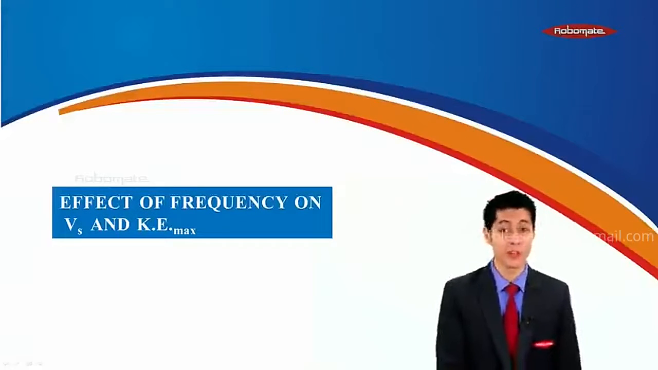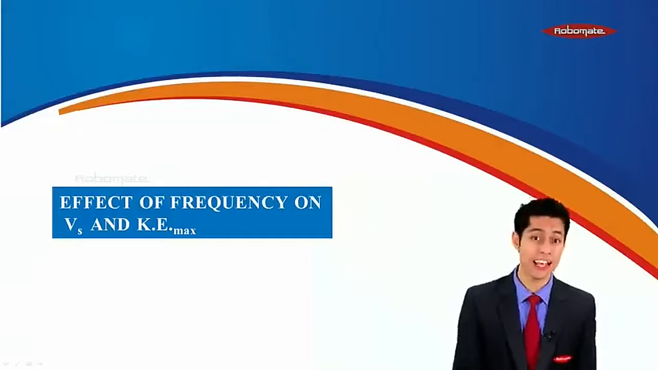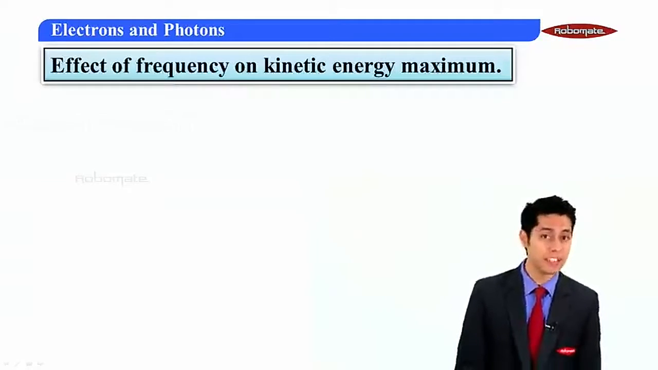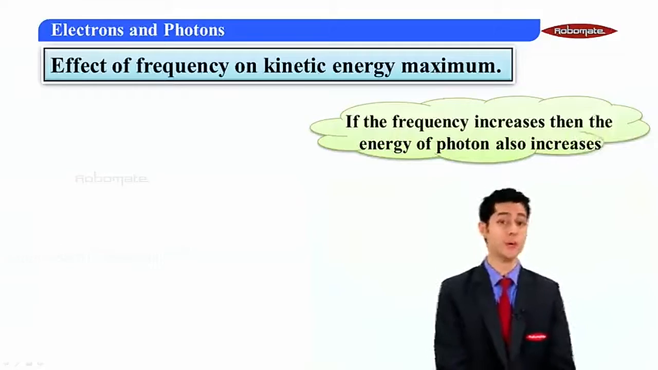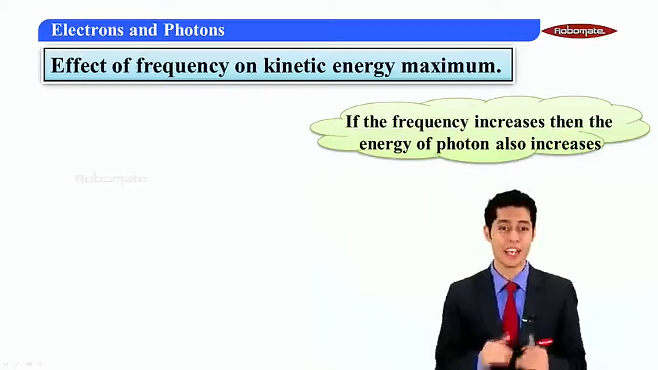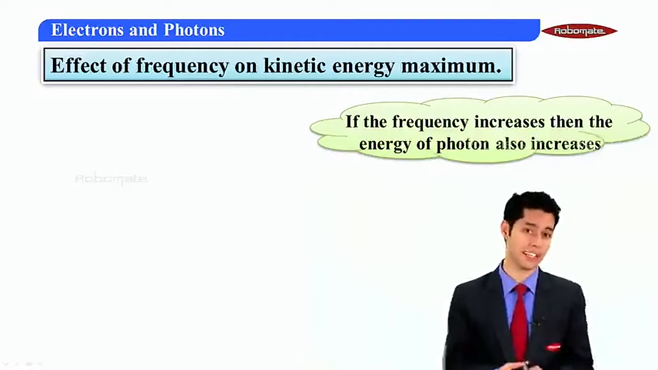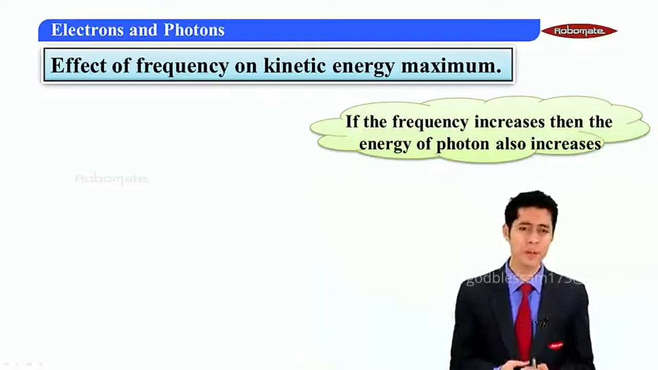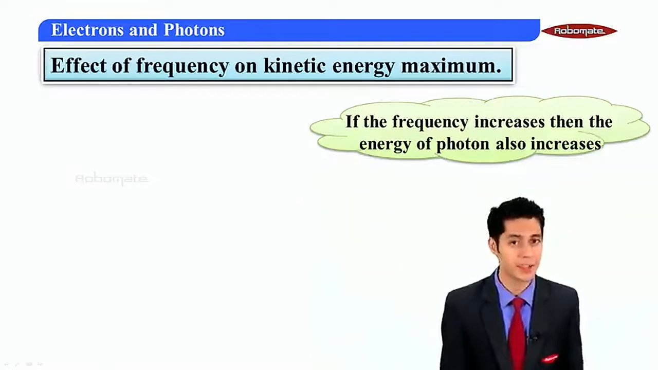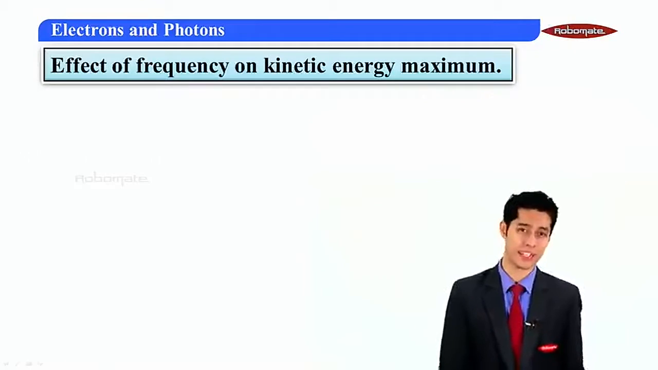In this module, we are going to study the effect of frequency on stopping potential and kinetic energy maximum. Students, starting with the effect of frequency on kinetic energy maximum, we know that if the frequency of the light or the incident radiation goes on increasing, then the energy of the photon also goes on increasing. How do we know that? We know that from the formula E is equal to h nu. H is a constant. So if the frequency increases, then the energy of the photon also has to increase.